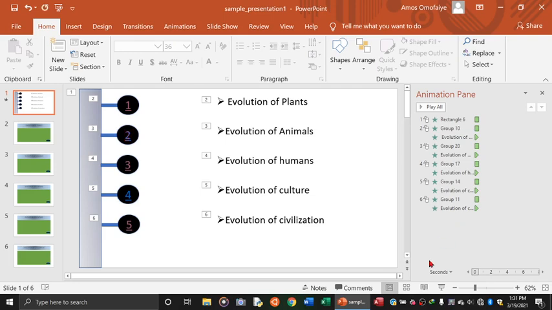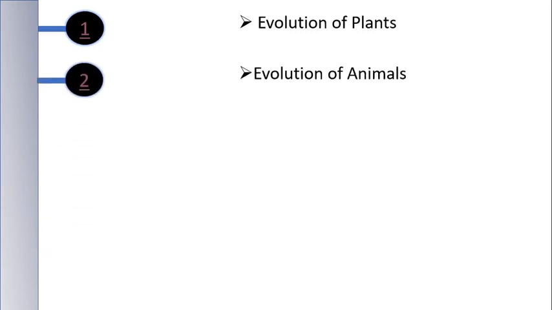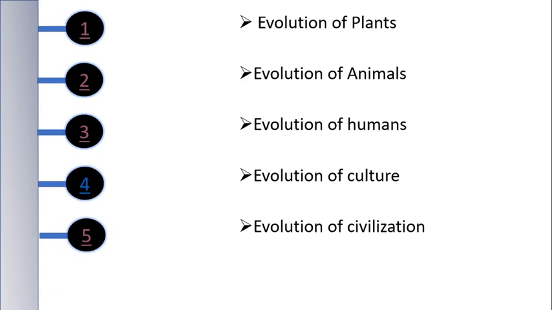So we shall now try it. Let me go to my slideshow. Down here, I click it. Then I have this, so I can click. What I have is this one coming in. They know I'm coming up for my presentation. Now the first point comes in, evolution of plants. Therefore, I'm talking about these points. Then my next point is evolution of animals. My next point is evolution of humans. Next point is evolution of culture. Next point is evolution of civilization.